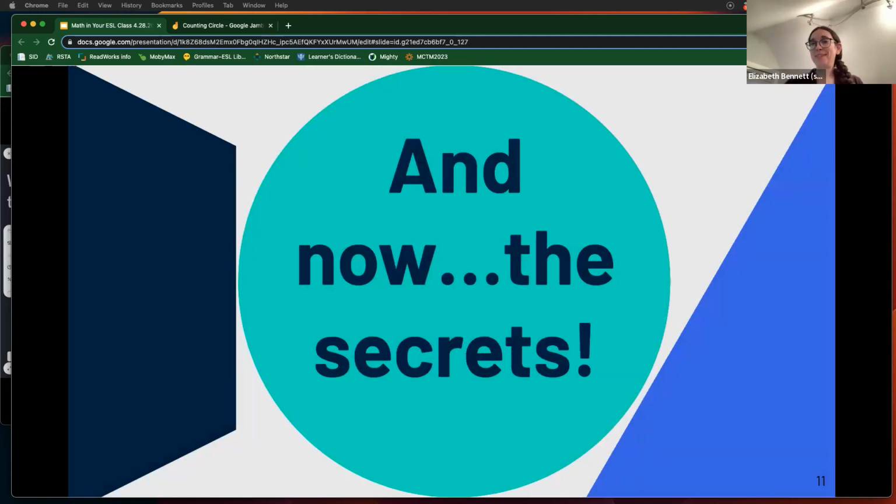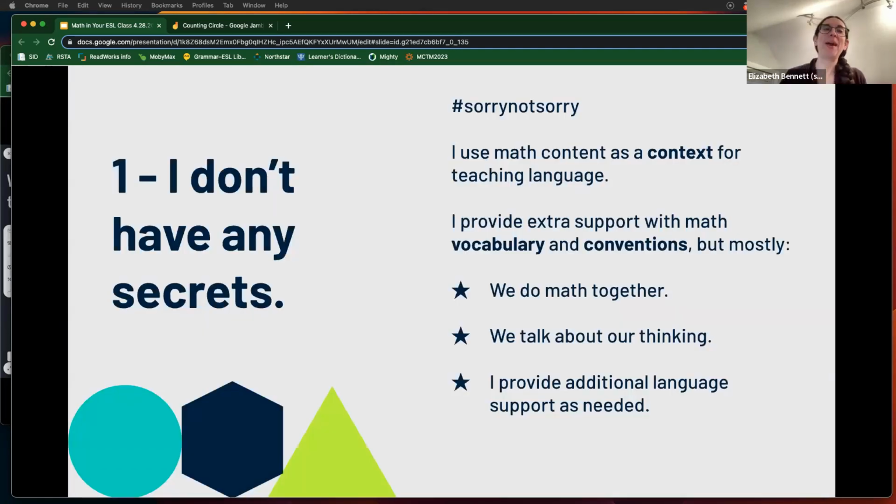So now, some secrets. And these are not actually secrets, okay? I don't really have any secrets. I really think math content is just another context for teaching language. Just like we need to teach the language of financial literacy, the language of health, the language of filling out documents and all these life skills, math is just another context where we can teach vocabulary and grammar.